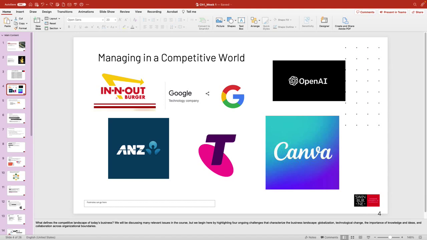So some of the brand names that I've drawn here for you guys to think about: OpenAI, we will be looking at these kinds of things, Canva, Telstra, Google, ANZ, and also an American burger company, In-N-Out Burger, right? And there are some examples that we will be looking at with these organizations as well.